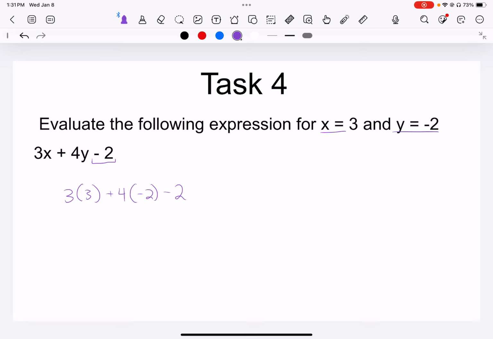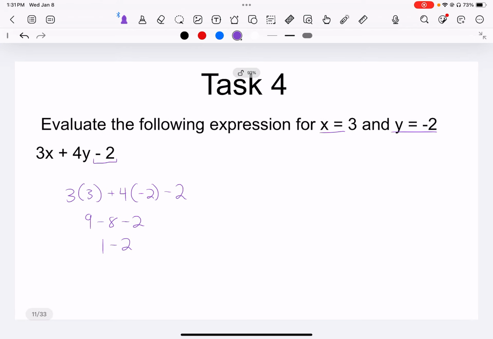It's remaining constant. 3 times 3 is 9, 4 times negative 2 is negative 8, and the minus 2 comes down. 9 minus 8 is 1. Bring down the minus 2 again. 1 minus 2 is negative 1. So when we evaluate this expression, we get our answer of negative 1.